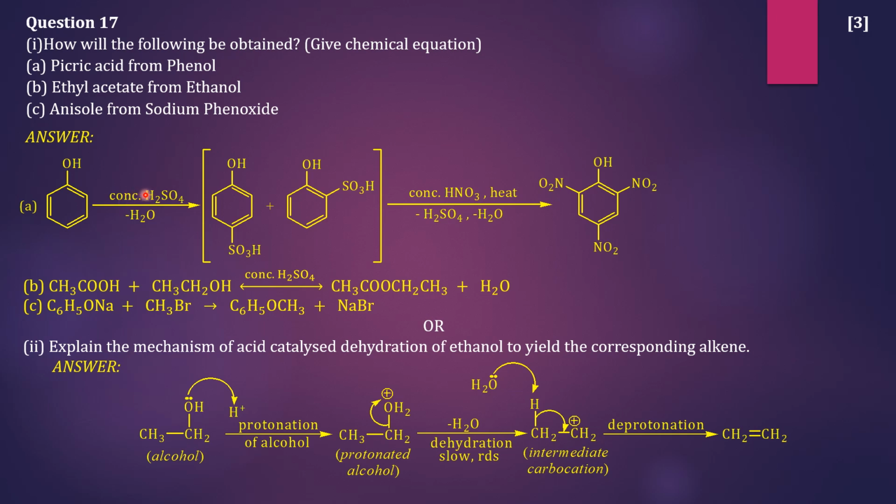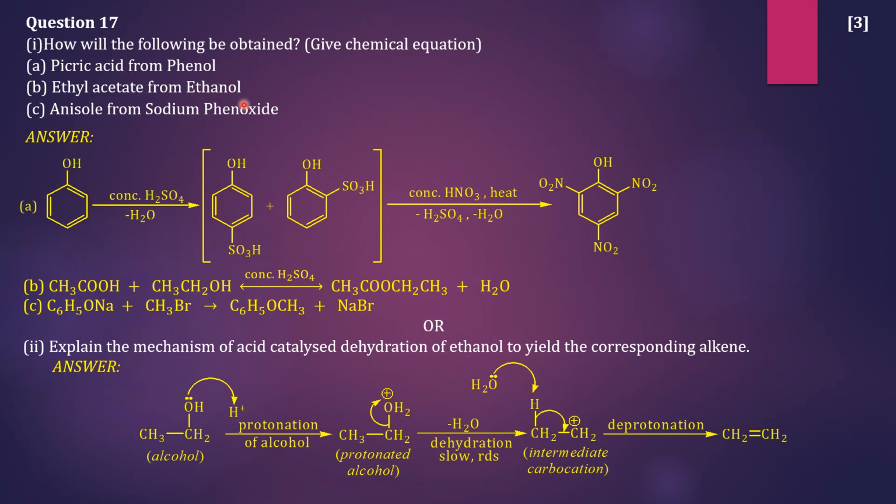But if you see your book, you will find that in that case the yield of the picric acid becomes very poor. So the better method is first to do sulfonation using concentrated H2SO4 to get a mixture of ortho and para hydroxy benzene sulfonic acid. Now the sulfonated product, if treated with concentrated HNO3, the byproducts will be water and H2SO4 here. In the previous case only water. In this case now you will get a very good yield of picric acid. So this will be a better answer than direct nitration with mixed acid.